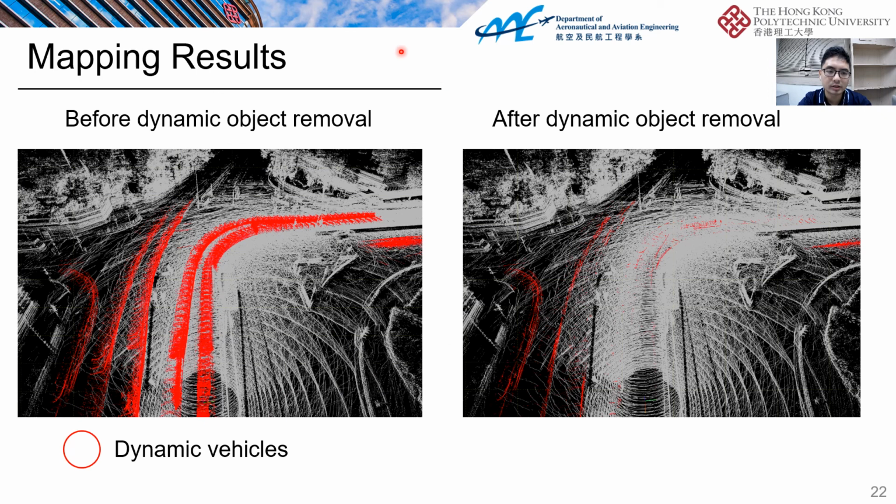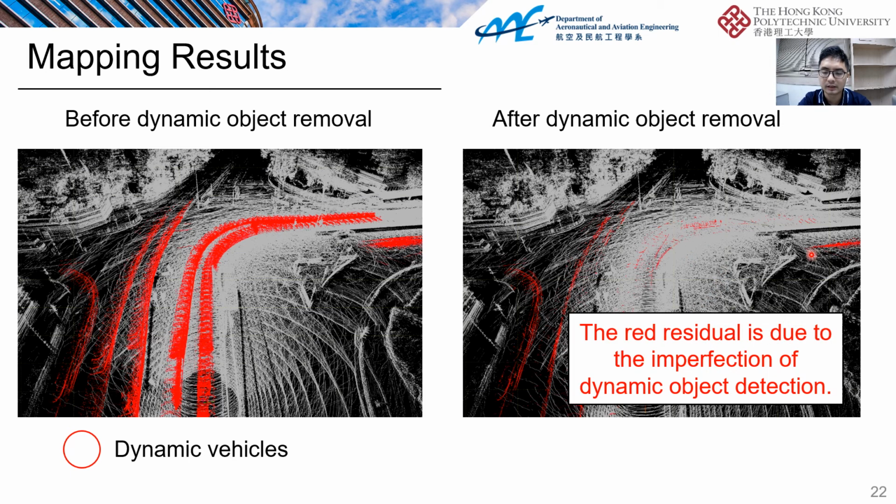The mapping result shows that before the dynamic object removal, the dynamic vehicles remain in the mapping result. After dynamic object removal, most of the dynamic objects are removed. Some of the residual is due to imperfection of the object detection.